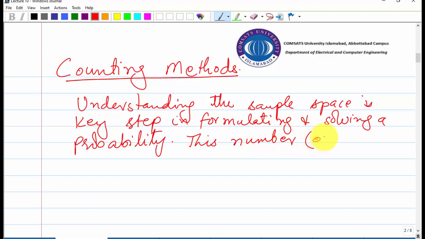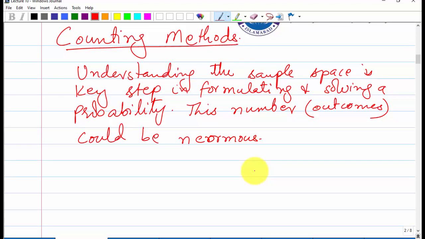means the number of outcomes, could be enormous. So in that scenario we cannot write each and every possible outcome, so we must at least know the total possible number of outcomes in a sample space. So let's solve this example 2.5.